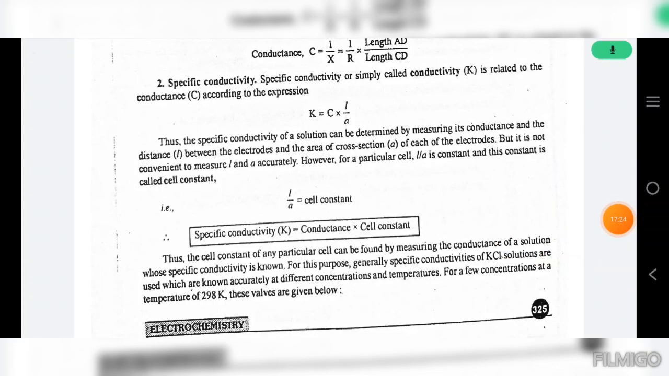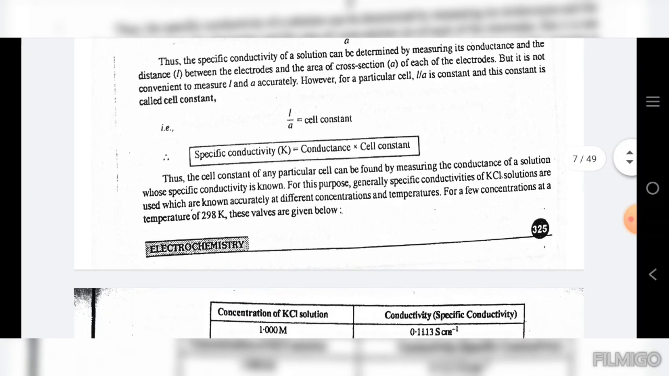Then specific conductivity, or simply called conductivity K, is related to the conductance according to the expression. Thus, the specific conductivity of a solution can be determined by measuring its conductance and the distance L between the electrodes and the area of cross section A of each of the electrodes, but it is not convenient to measure L and A accurately. However, for a particular cell, L by A is constant and this constant is called cell constant. 1 by A is equal to cell constant. Specific conductivity is equal to conductance into cell constant.